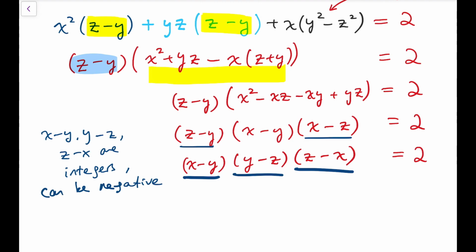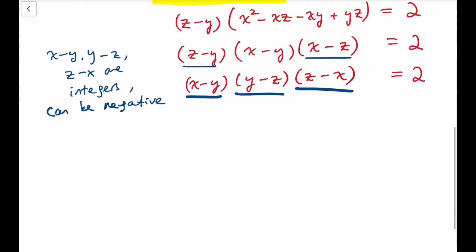Because we've only specified that x, y, and z are positive, but the difference can be negative because, for example, y can be larger than x. So now I need 3 integers such that the product is 2 and the sum is 0. As I mentioned earlier, the factors of 2 are -2, -1, 1, or 2.